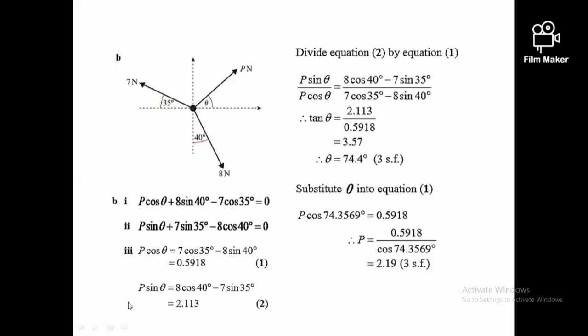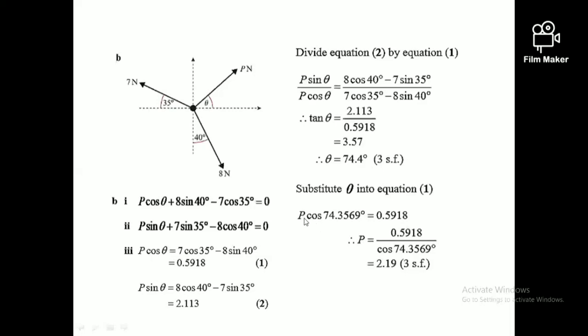P and P get cancelled. Sin theta divided by cos theta is tan theta. That is 2.133 divided by 0.5918. Therefore, you get the angle as 74.4. Now what you can do is simply substitute 74.4 into this equation, and you can get the answer for P. P cos 74.4 equals 7 cos 35 minus 8 sin 45. Or you can put it into this and you can get the final answer as P is 2.19.